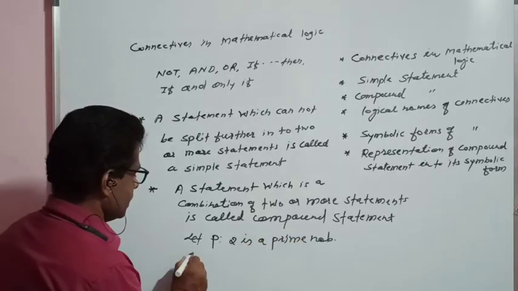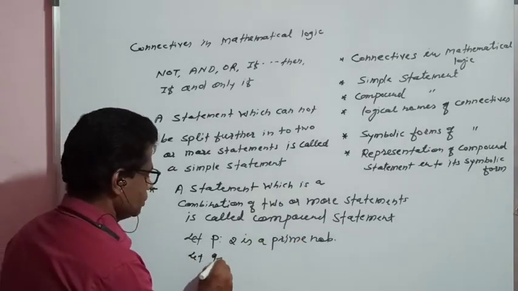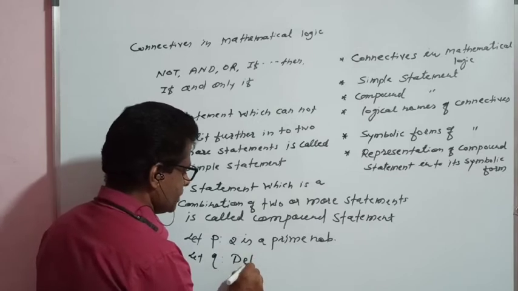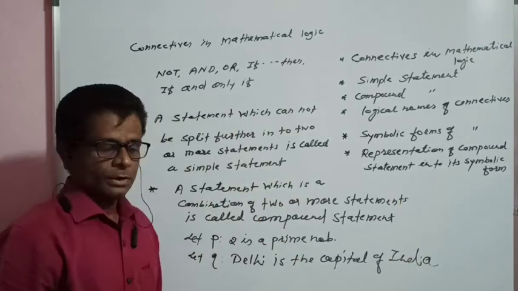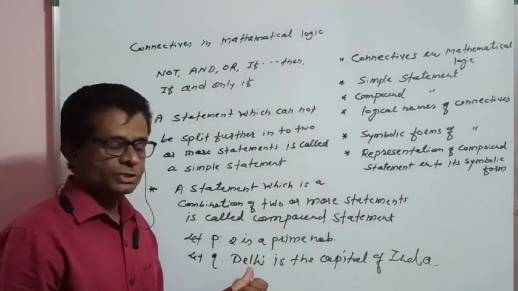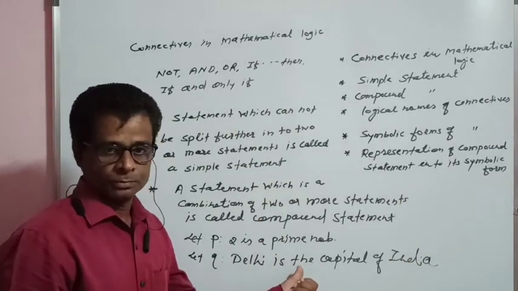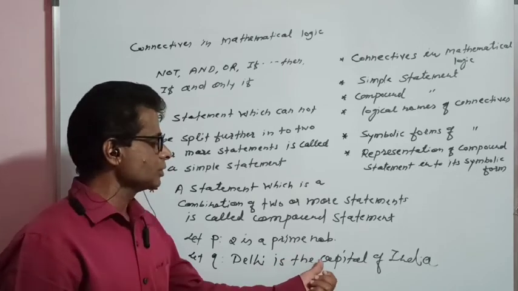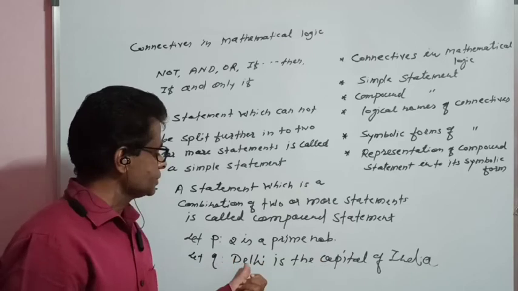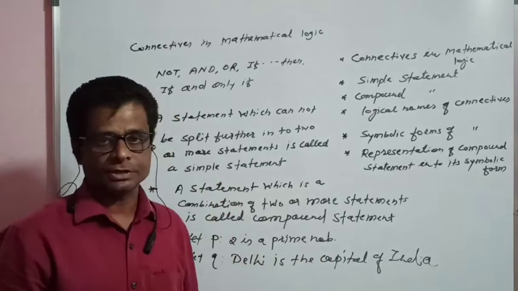Take one more example. Let Q be: Delhi is the capital of India. Even this statement does not contain any connective, or even it is not possible to split further into two or more statements. So this is considered as a simple statement.